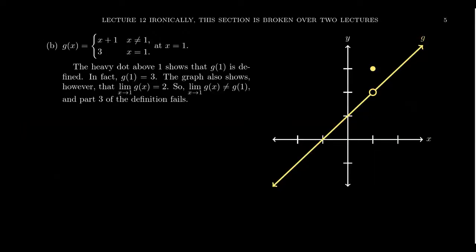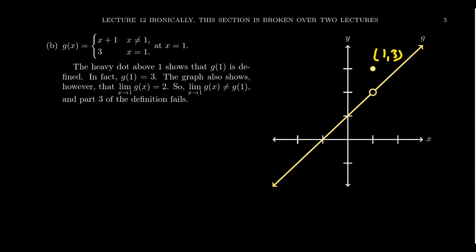Another type of removable discontinuity is illustrated in this graph. Take the function g of x, which will be a piecewise function. You'll notice a lot of piecewise functions in our discussions of discontinuities because it's very easy to create discontinuities using a piecewise function. Take g of x to be the function x plus 1, as long as x is itself not 1, but then at x equals 1, we're going to define g to be 3. So g of 1 is equal to 3. You see that point right here, (1, 3), on the graph.